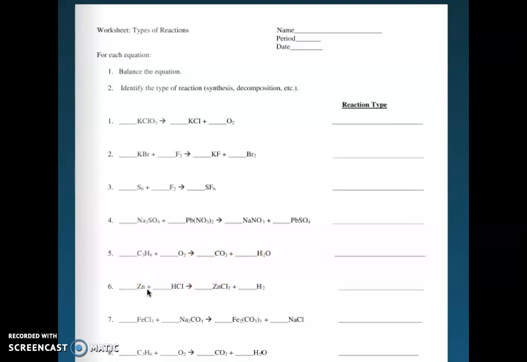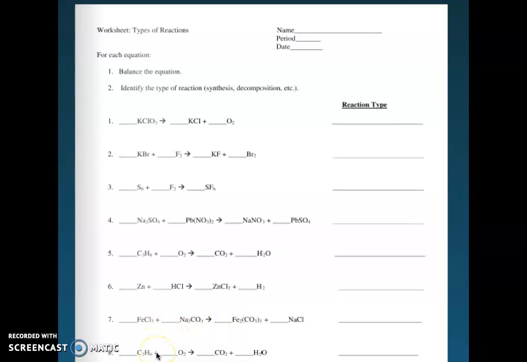Number 6, we start with an element and a compound. What type of reaction starts with an element and a compound? If you're looking at your cheat sheet, you should be looking at single replacement reaction. Number 7, we start with a compound and then another compound. We already had one of these on the worksheet. Same as number 4. We started with 2 compounds. So therefore, this is also double replacement reaction.